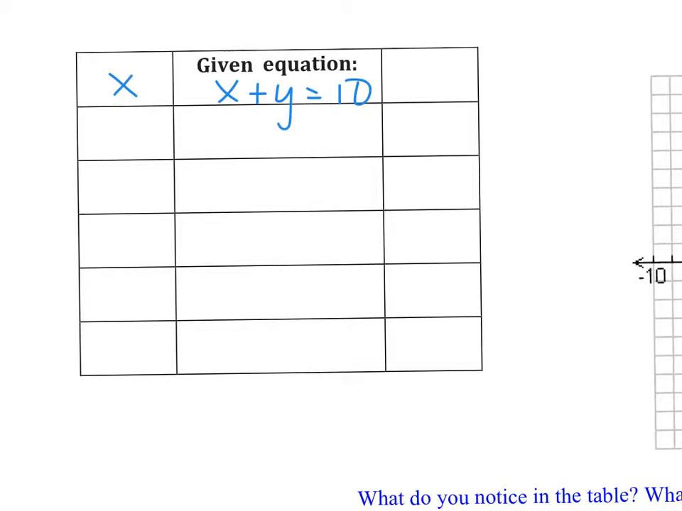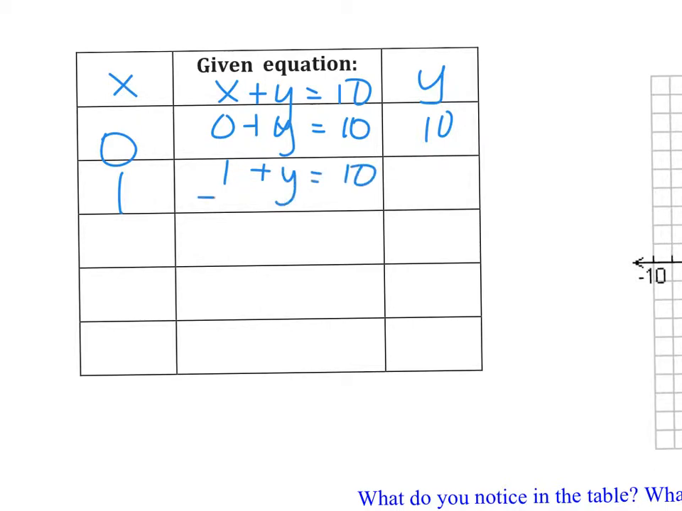So x is over here, y is over here. We start with 0. 0 is the easiest. 0 plus y equals 10. So y is 10. Let's plug in 1. 1 plus y equals 10. Y equals 9. You see the pattern yet?